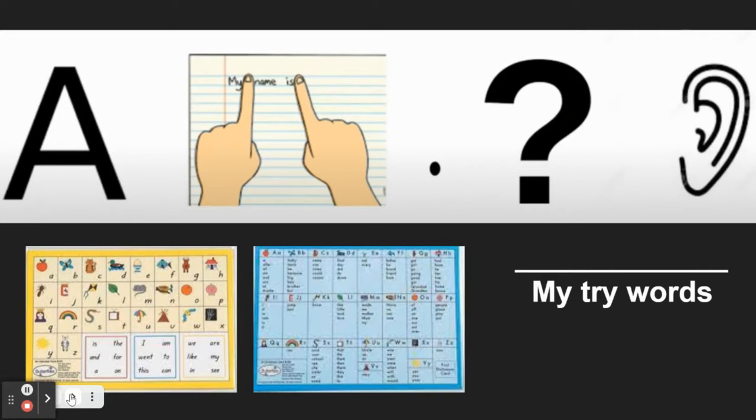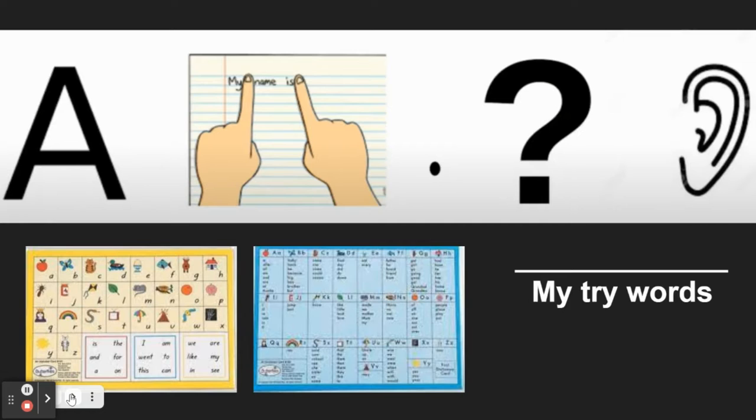Now, on this slide, it's got some images to remind you. These are things that you can do in your writing all the time. Each sentence is going to start with a capital letter. Remember, you have to have a really good reason to use a capital. Don't use capitals just anywhere you like. You have to have a good reason. Beginning of a sentence, for the keyword I, for the first letter of somebody's name.